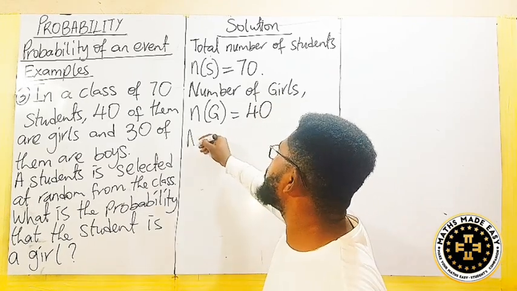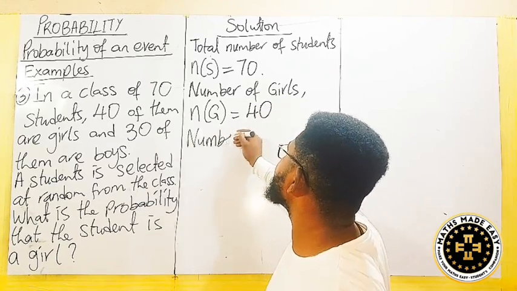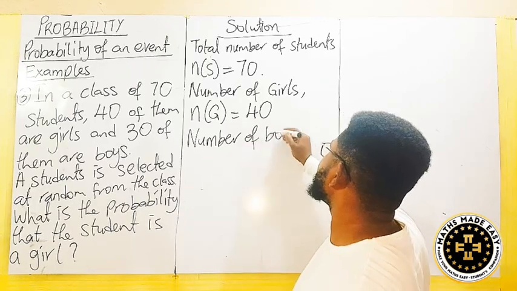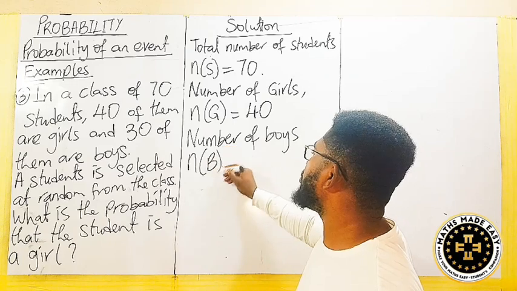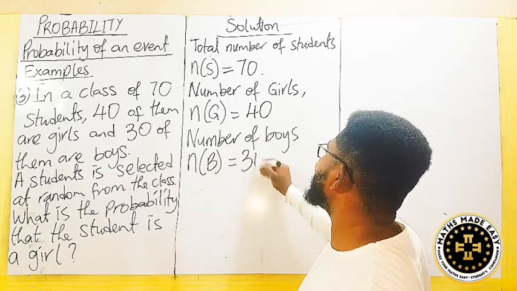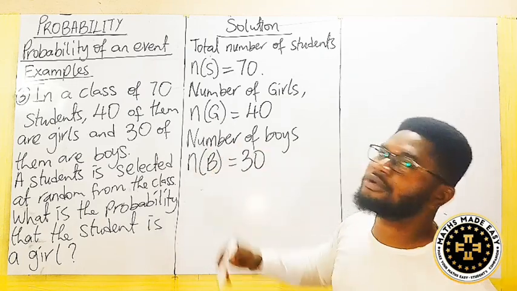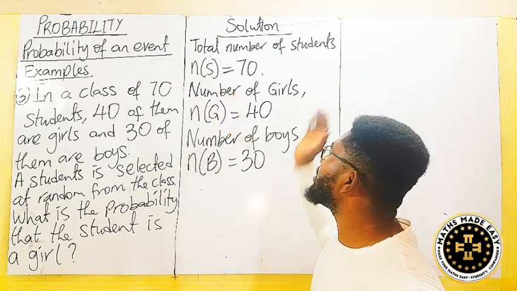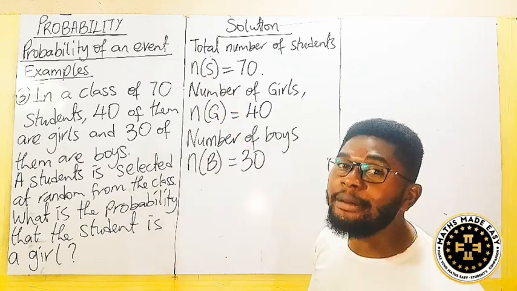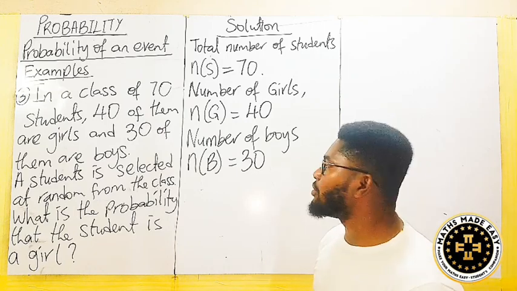And then number of boys. That is the total number of boys. So I'll use N of B. B for boys. It will become 30. So B for boys, G for girls, and S for sample space. So number of boys, number of girls can still be referred to as the total number of boys or the total number of girls. Let's continue.